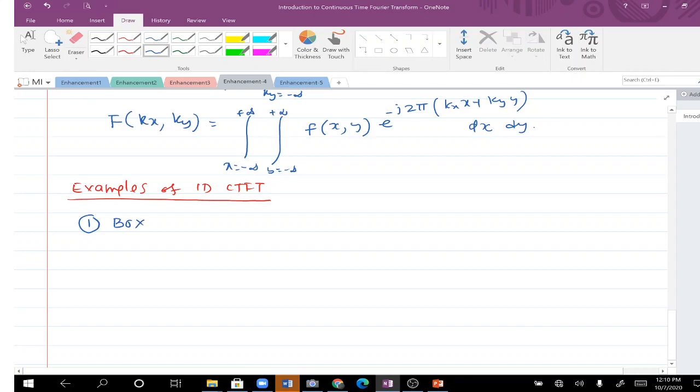The first one I want you to work out is the box function. This is also referred to as the Rect function. The symbol that they use for this in 1D is the Rect symbol.